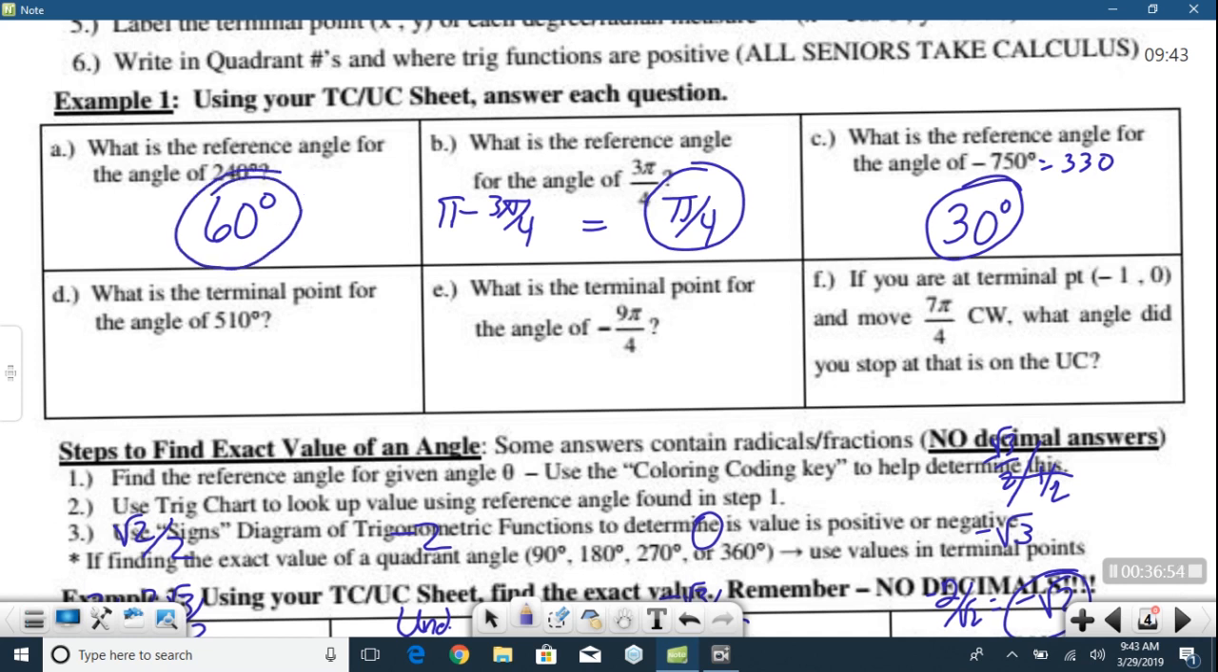What is the terminal point for the angle 510? The coordinate at 510. So find the coterminal angle and identify the coordinates there. What's the coterminal angle to 510? 150. What are the coordinates at 150? Negative radical 3 over 2, 1/2. Easy.